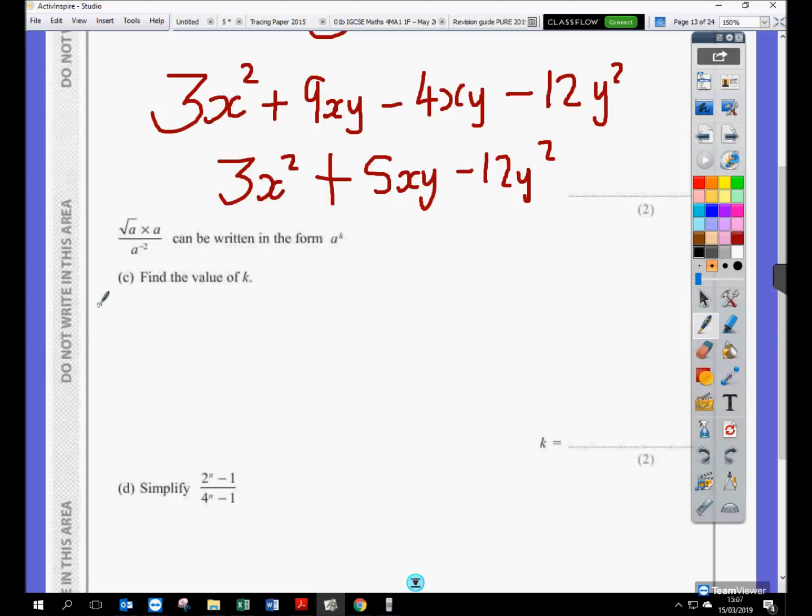The next one is a bit tricky, unless you know that the square root of a is the same as a to the power of a half. So you have a to the power of a half times a to the power of 1 over a to the power of negative 2. Now, when you times, you add the powers. If you type in the calculator half add 1, you get 3/2.